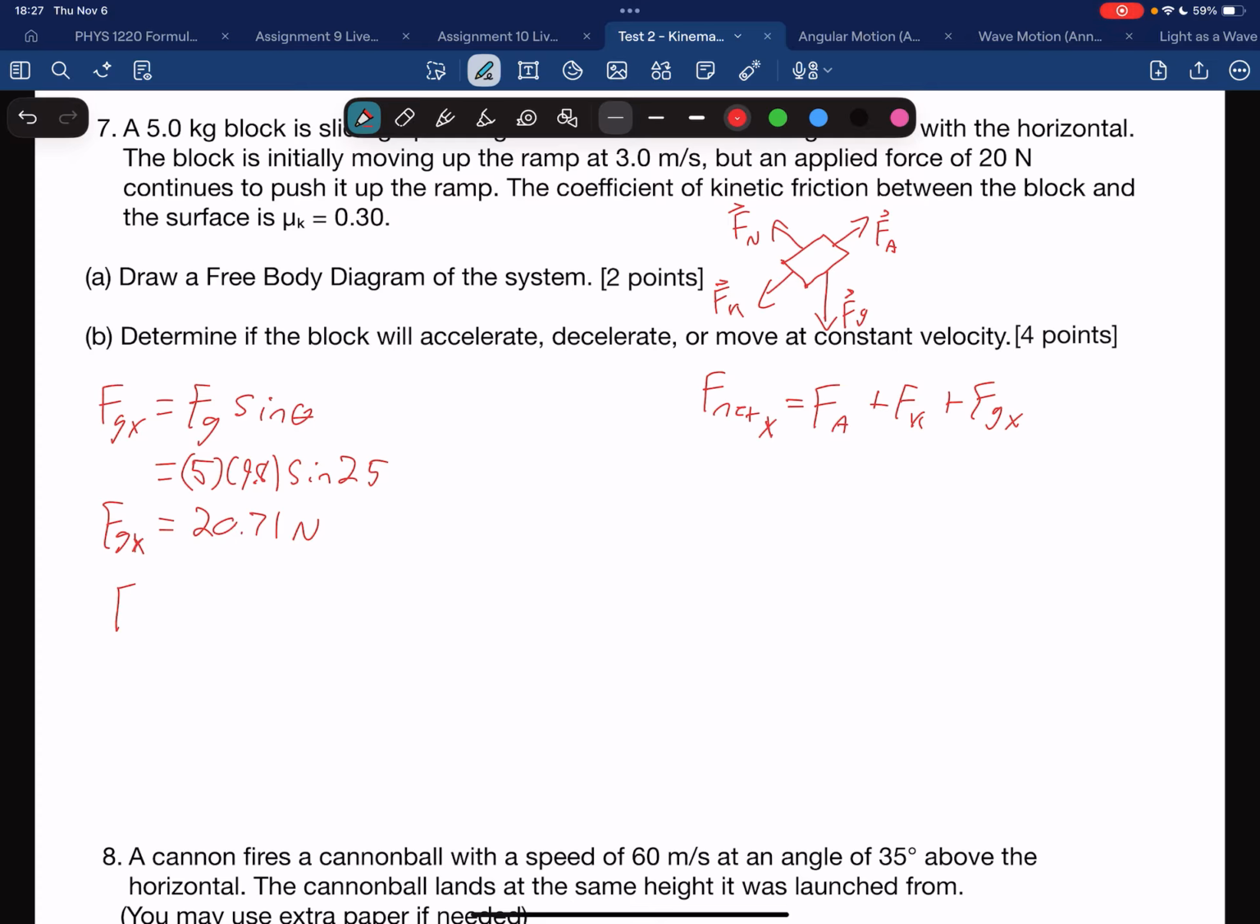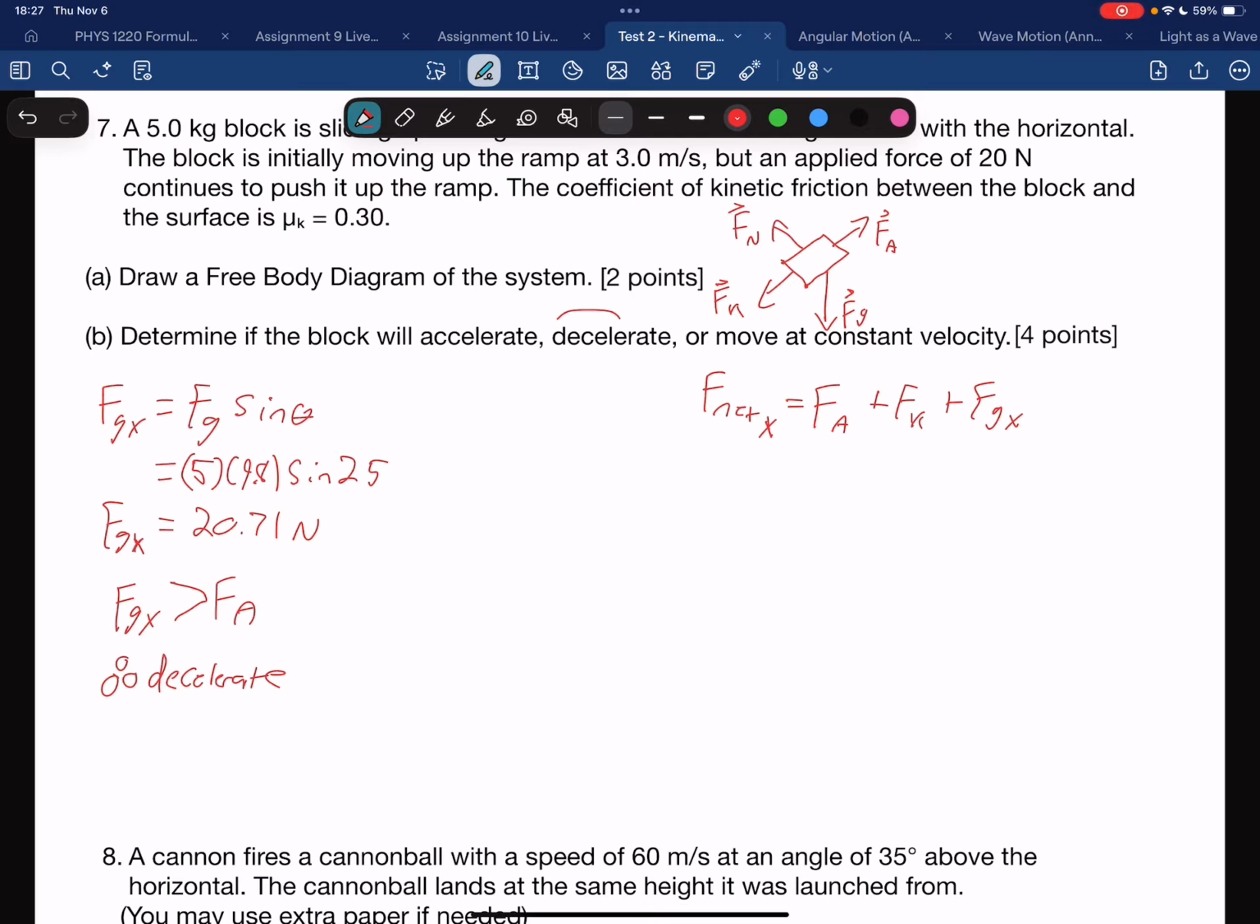because this Fgx is larger than the applied force. So it doesn't matter if there is friction at all. The force of gravity alone is larger than the force pushing it up the ramp. So the block will therefore decelerate. And that was enough to solve the problem.